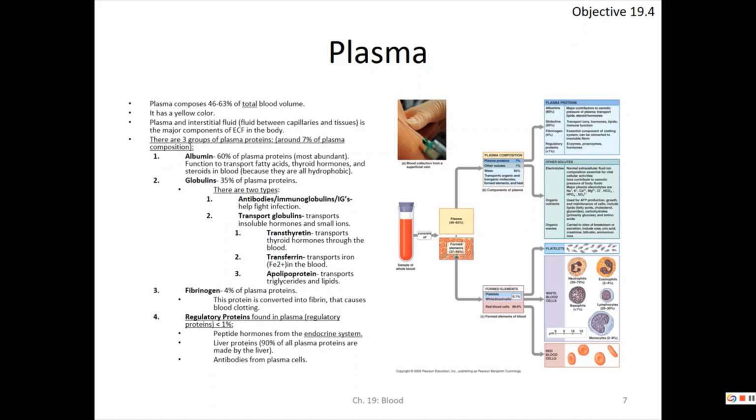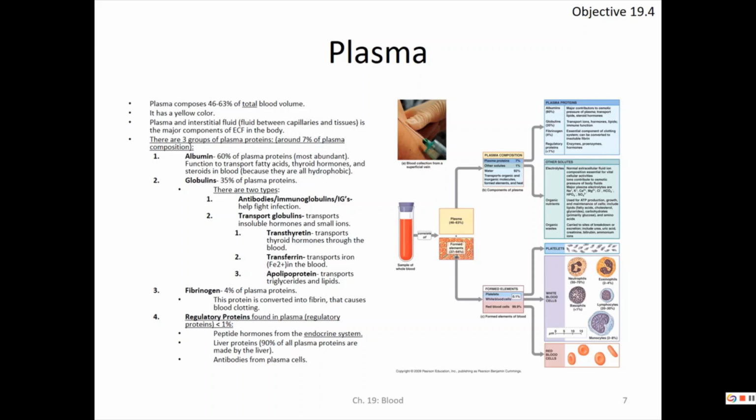Now, there are 3 groups of plasma proteins that are suspended, and about 7% of plasma is protein. So if you were to take the plasma, which is roughly 55% of the volume of blood, take all the plasma out, and 7% of that volume of plasma would be protein. And of that 7%, 60% of that protein is albumin. Albumin is 60% of all the plasma proteins. It is by far the most abundant protein in plasma.